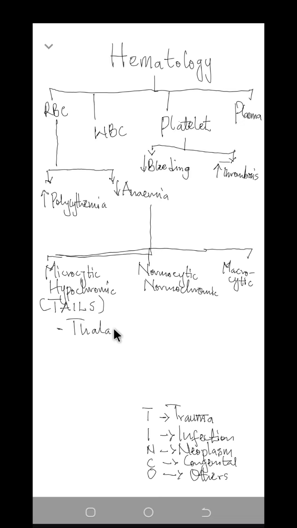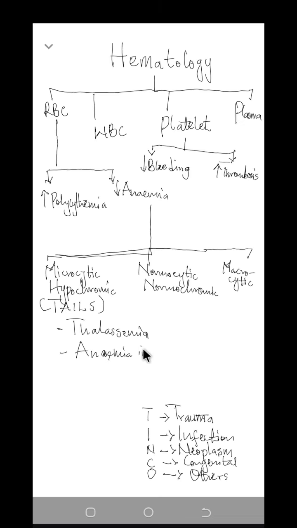Okay, let's continue. The mnemonic we use for microcytic hypochromic anemia is TAILS. So what is the T? T stands for thalassemia. If your alpha or beta chains are not complete, it can lead to what? Anemia. And so the cells become smaller. It's not complete, obviously, so it will become smaller.